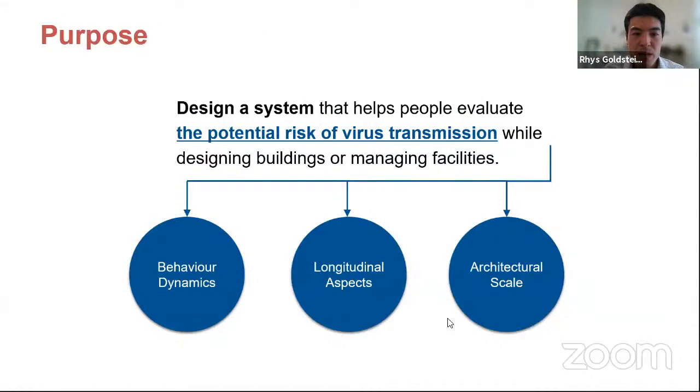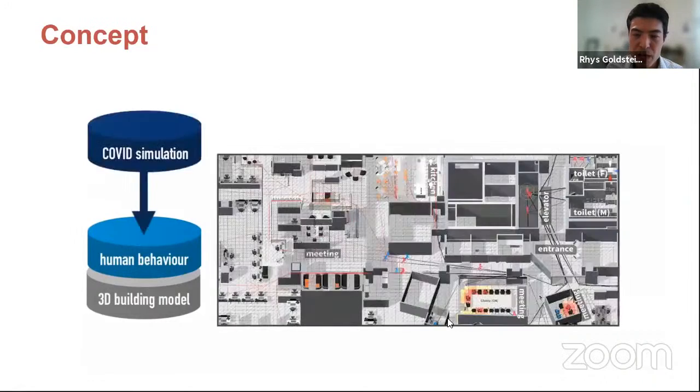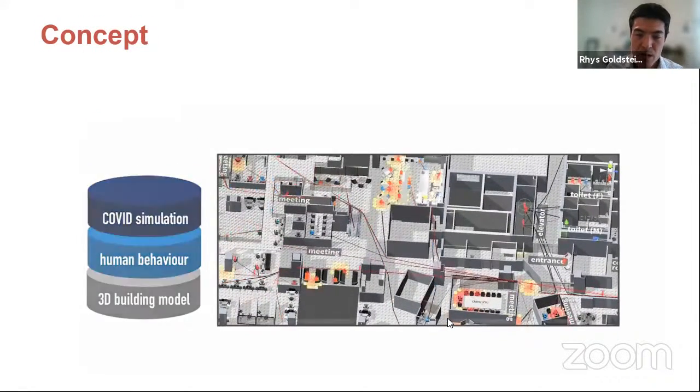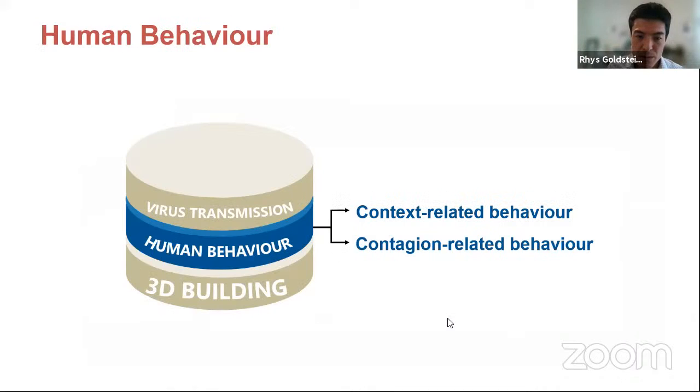But the goal here was to design a system that would help people evaluate the potential risk of virus transmission, and we're taking into account human behavior, longitudinal aspects, by which we mean different time scales, short time scales and long time scales, and an architectural or whole building scale. You'll find lots of works on COVID-19 that cover one or two of these areas, but not all three. So what we do is we take a 3D building model, we layer on human behavior, so you can see the humans moving around, and then on top of that, we layer on a COVID-19 simulation. And we'll go through these.